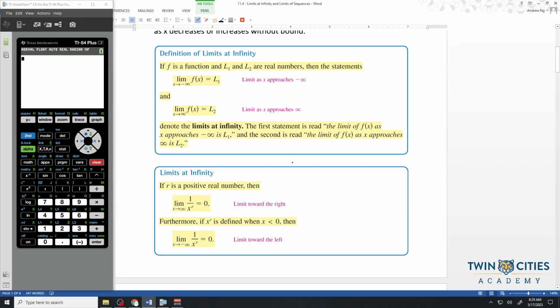Some other things to note are if r is a positive real number, then we've got the limit as x approaches infinity of 1 over x to the r equals 0. And if x to the r is defined when x is less than 0, then the limit as x approaches negative infinity of 1 over x to the r equals 0.